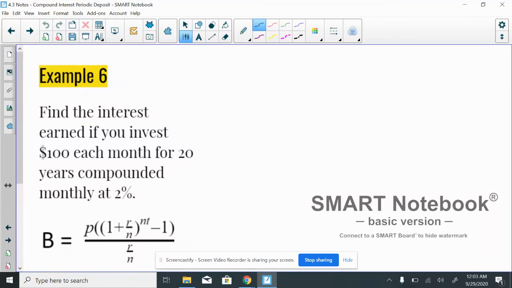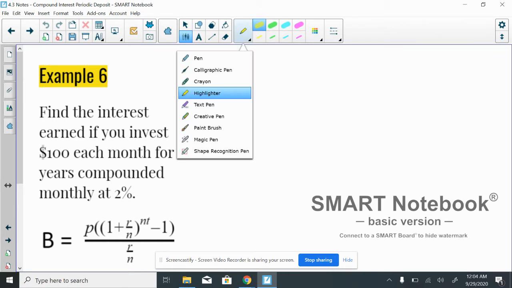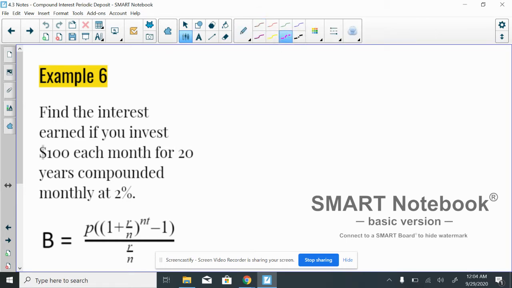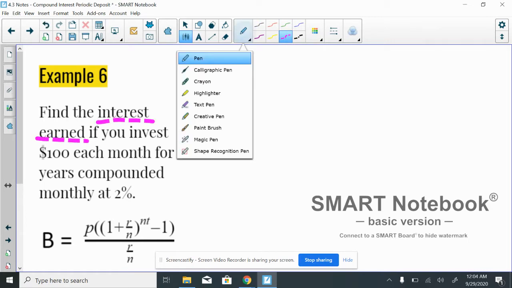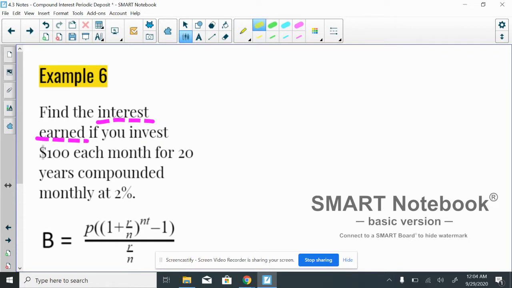Okay, so we're going to take a look at example 6, which is pretty similar to example 5. So find the interest earned. And so we want to make sure that we know that on this one, we are not looking for the account balance. We are trying to find interest earned. If you invest $100 each month for 20 years, compounded monthly at a rate of 2%.